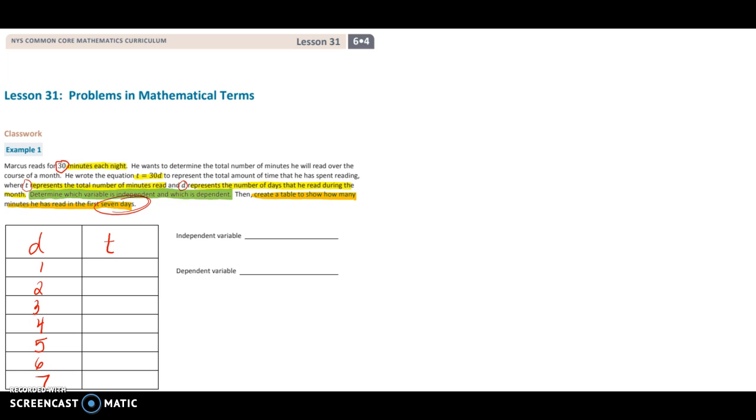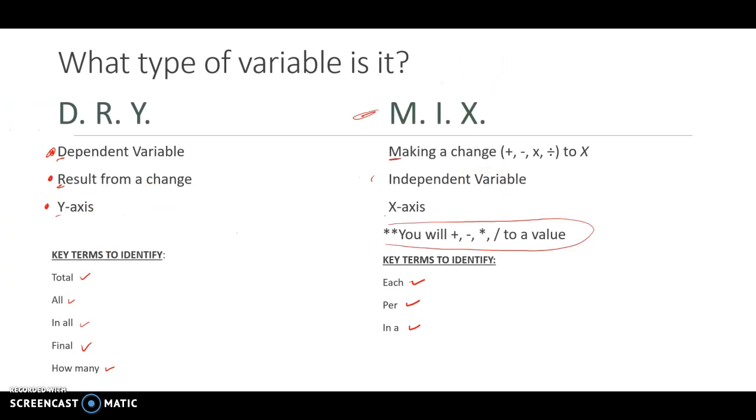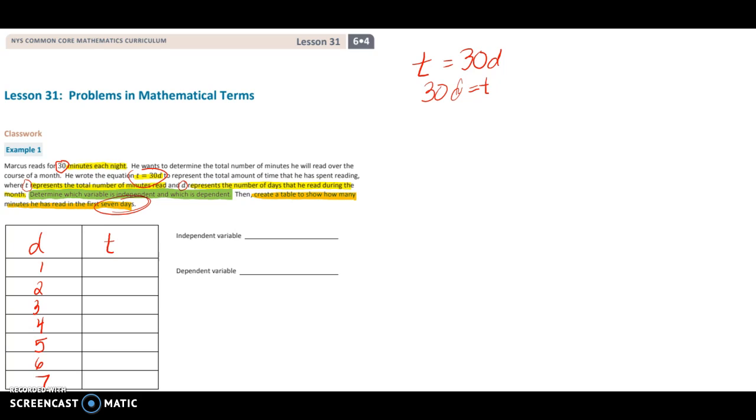Next, what we want to do is look at the equation, and we're going to write that down up here. T equals 30D. Now, if you're like my brain, I like to have it switched around, so I'm going to switch it around to 30D equals T. Now all I need to do is start substituting each of these values in for D, and that's going to give me a value for T. So here we go. First, we have 30 times 1 equals T.